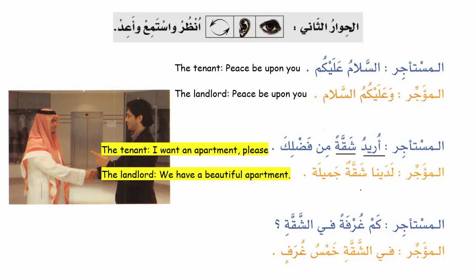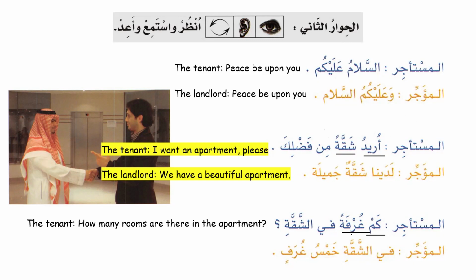Then Al-Mustajir says, كم غرفة في الشقة? How many rooms are there in the apartment? After kam, please remember that the noun will be singular and it will be indefinite and it will carry fatha or fathatan, as you can see over here. And this information is also very important.